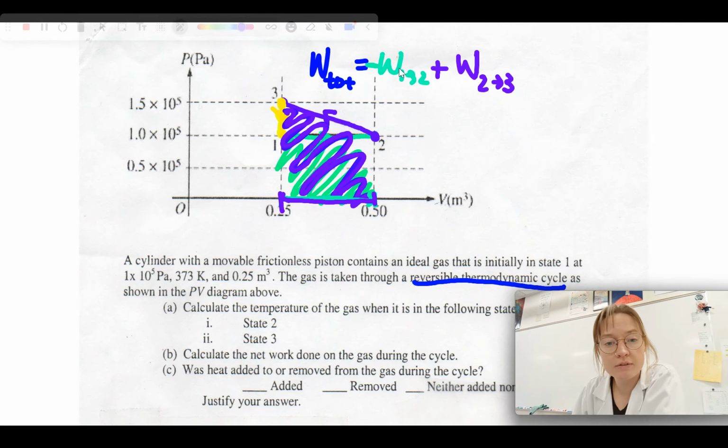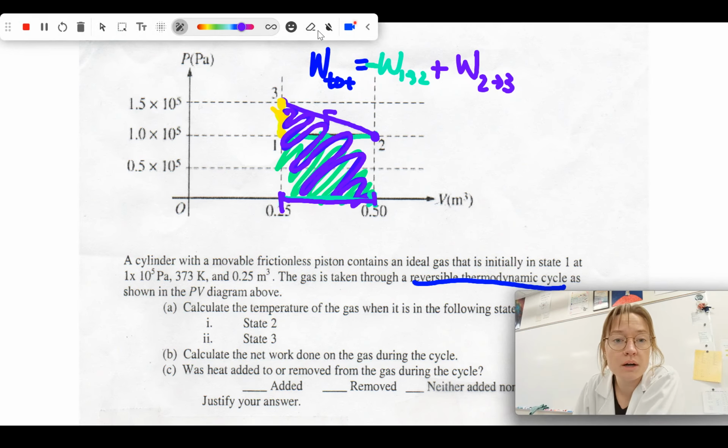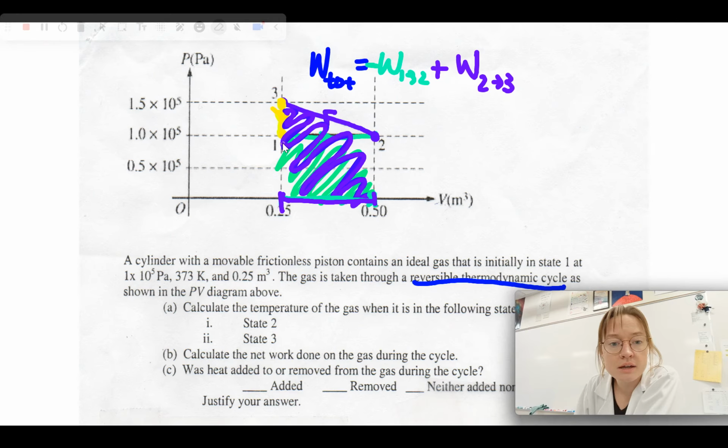Then to go from 2 to 3, now look, my volume is actually decreasing. If my volume is decreasing, that means positive work, energy is being added to the gas. So the total amount of work is going to be the work from 2 to 3 minus the work from 1 to 2. Now, I could calculate the work from 1 to 2, calculate the work from 2 to 3, and subtract, or I could just do this.